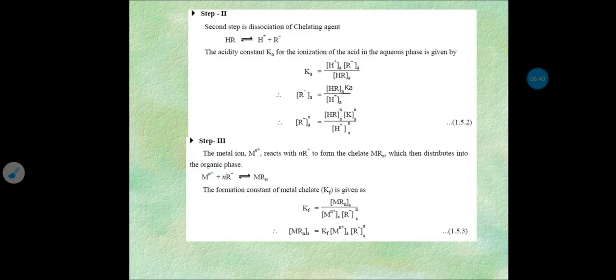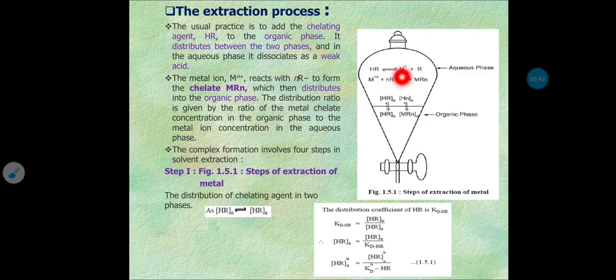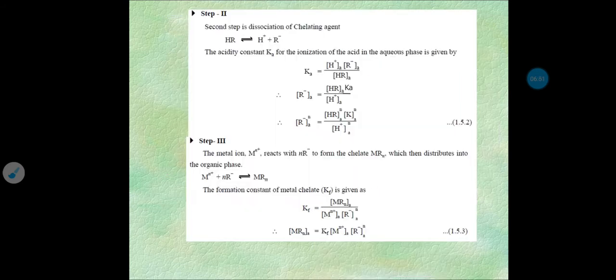Then the second step: once this chelating reagent goes into the aqueous phase, it starts to ionize and this equilibrium will be maintained. So let us see the second step.